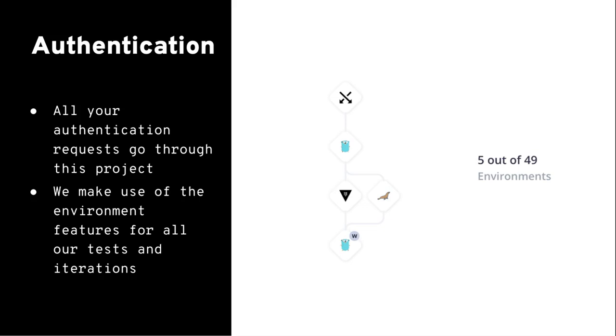This example is also interesting. All our customer authentication requests are going through the presented project. That is, as you can see, also deployed on our PaaS. As always, and because any change can have a massive impact on our customers, we use the environment cloning features to run all our tests before pushing live any changes that are done.